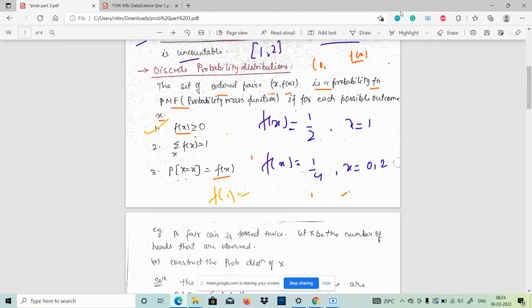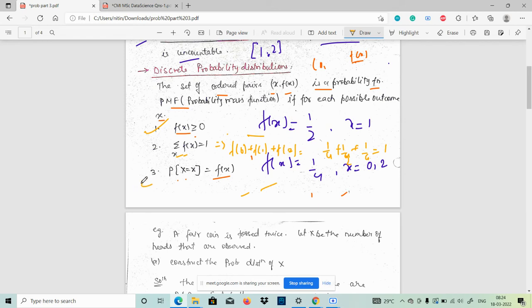Okay, the second condition is that you have to check for the summation criteria. Summation means put each value of x. So it means f0 plus f1 plus f2 should be 1. So f0 is equal to 1 by 4, f1 is equal to 1 by 2, and f2 is equal to 1 by 4. Obviously these add up to 1. So exactly, fx is your probability mass function.